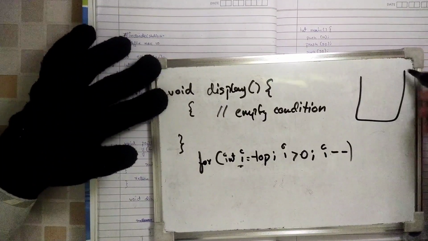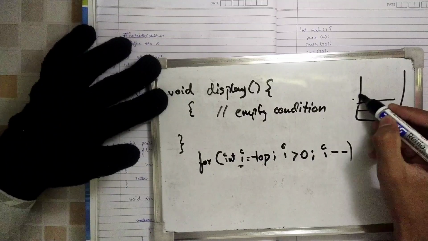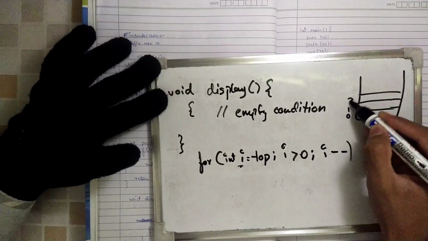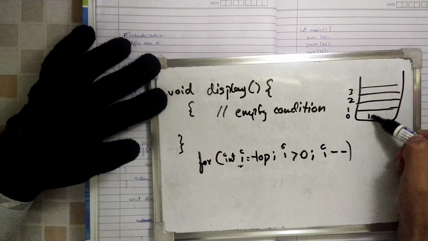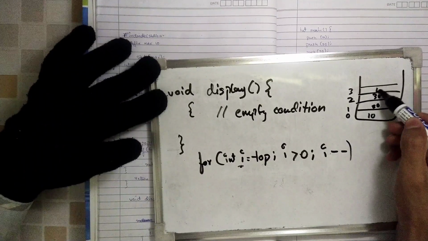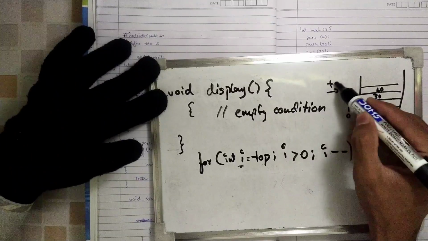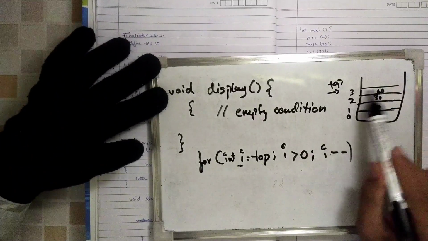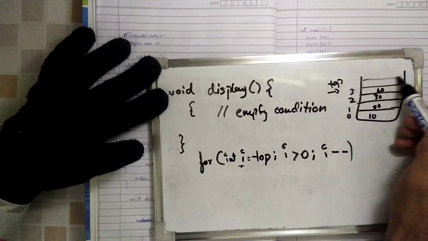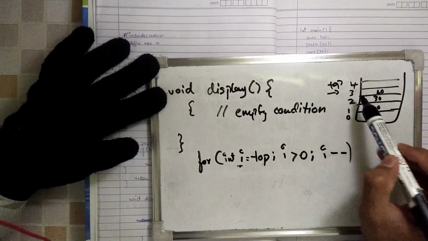Now I will say, suppose this is 0, 1, 2, 3, and one more place is not there. So here suppose 10, 20, 30, 40 is there. My top will be here usually, because whenever I want to insert, first I will increment and send it to that location, the fourth location which is empty, and then I will insert my value, right?